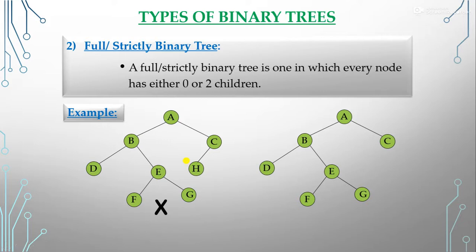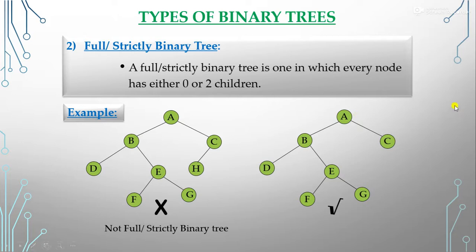Here, this one is a full binary tree? No, this is not. Why? Because here our C node has one child. All other nodes have two children, but the C node has one child. It means that it's not a full or strictly binary tree. And if we talk about this one, yes, this is a strictly binary tree.